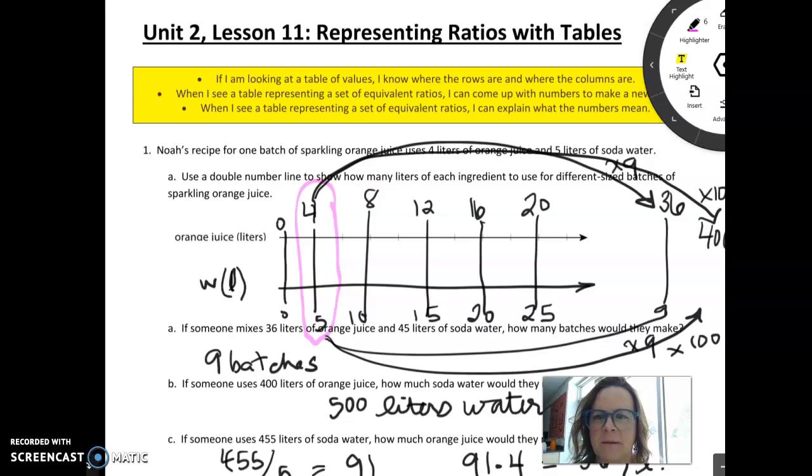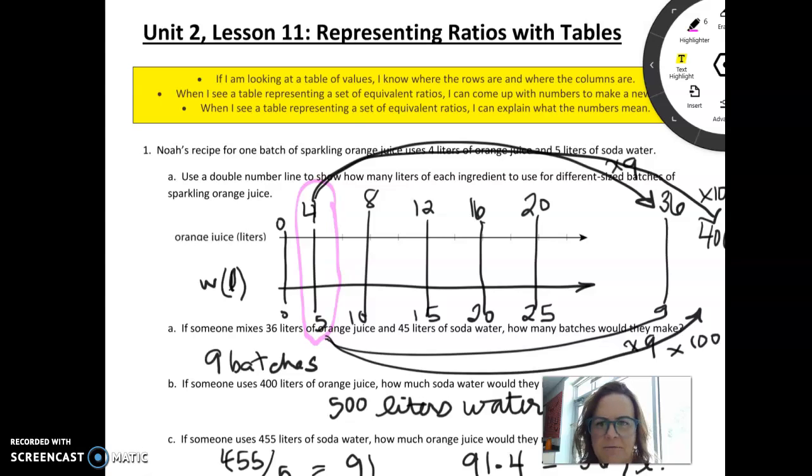I'm going to talk about Unit 2, Lesson 11. This one will go a little faster than the Lesson 10 correction video. It's a little more straightforward on all of the problems, and there are really only 4 of them. So let's get started.